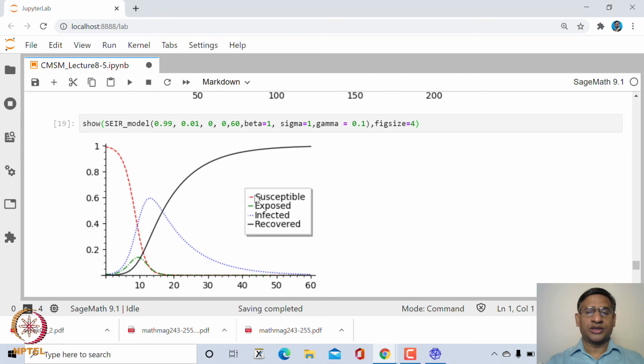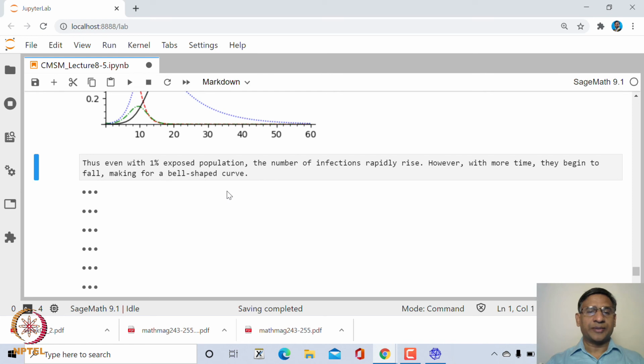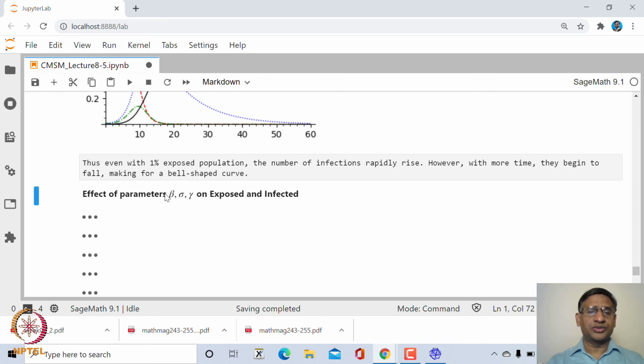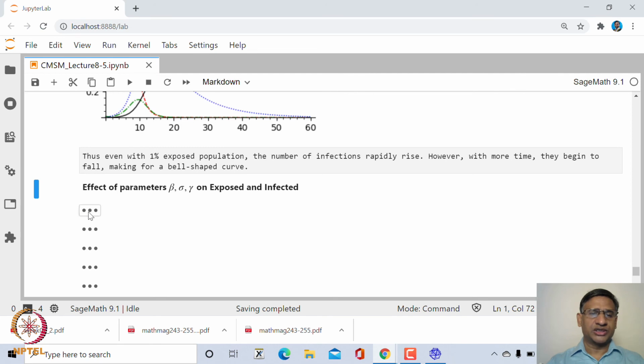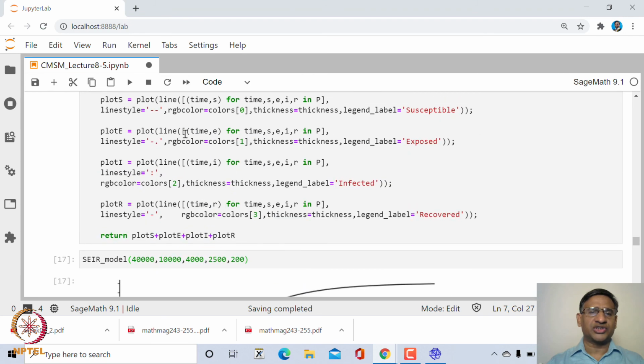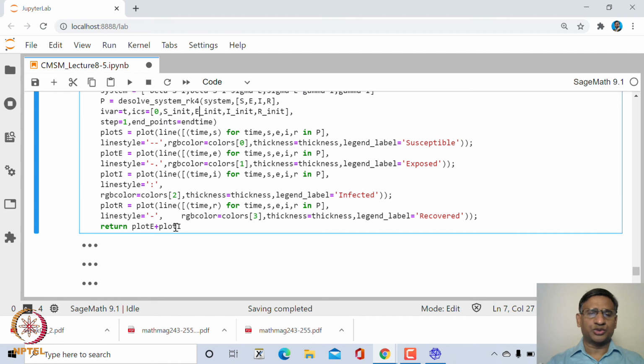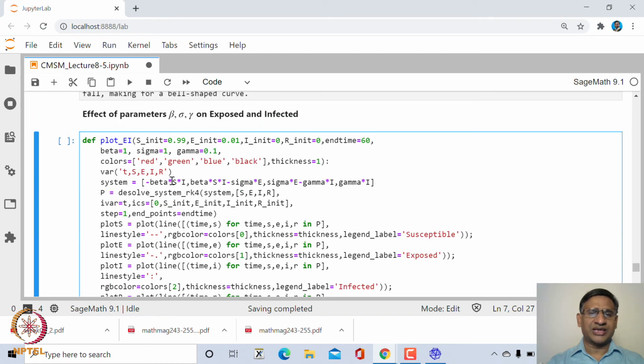So that is how you can visualize this. You can also look at what happens when you change these parameters, and just look at the effect of these parameters on exposed and infected individuals. So, how do we do that? Again, the same user defined function. In this case we have plotted only the exposed and the infected ones. Apart from that everything is the same, and we have taken beta to be 1, sigma to be 1 and gamma to be 0.1. So, this is quite easy.